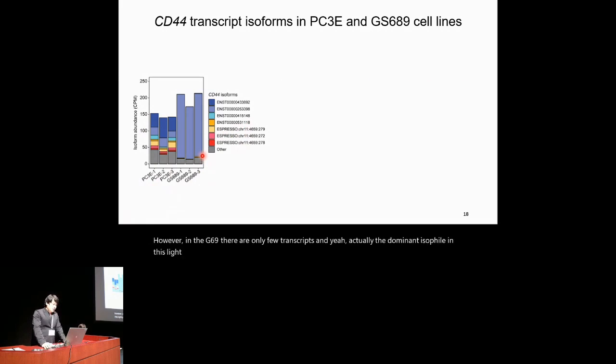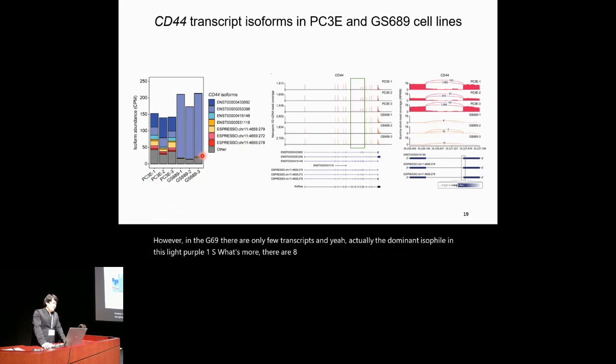What's more, there are 8 exons expressed in PC3E, but not in GS69. And using ESPRESSO, we can identify 3 isoforms containing these 8 exons. The only difference between these 3 isoforms is a 3 nucleotide difference in 2 alternative splice acceptor sites. We can use Illumina sequencing, which has a higher accuracy, to validate this 3 nucleotide difference, which suggests that ESPRESSO has nucleotide level accuracy, even for the transcript level analysis.